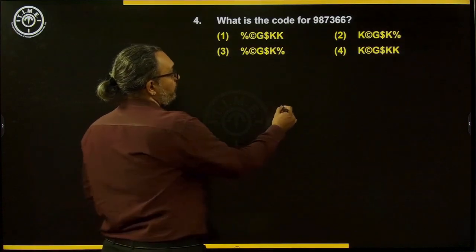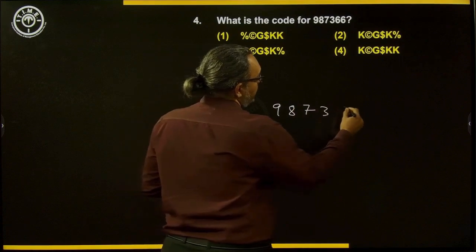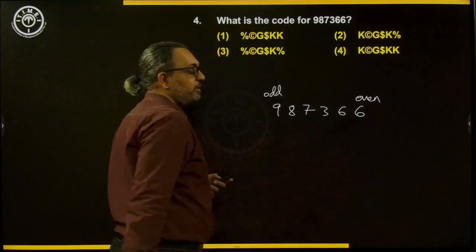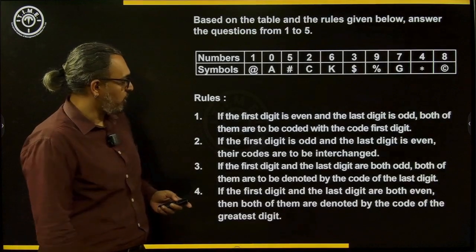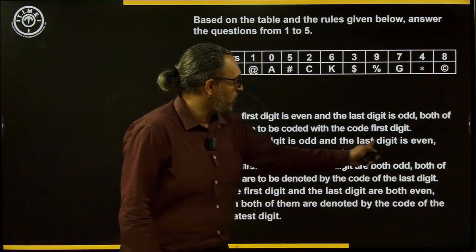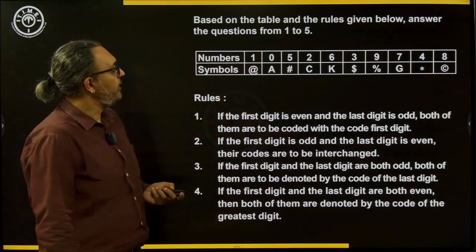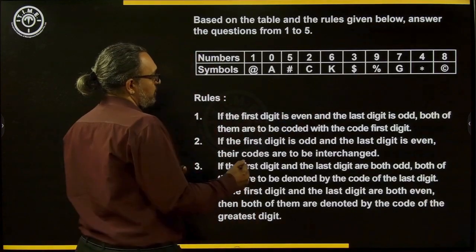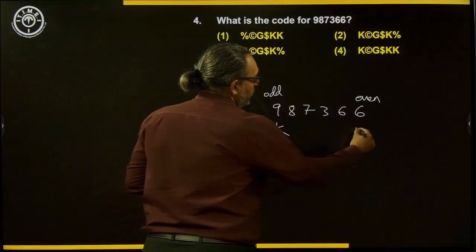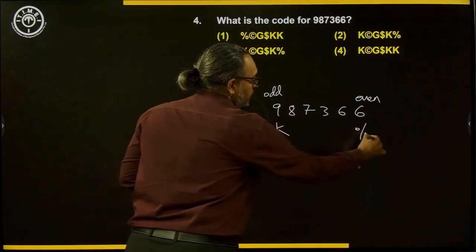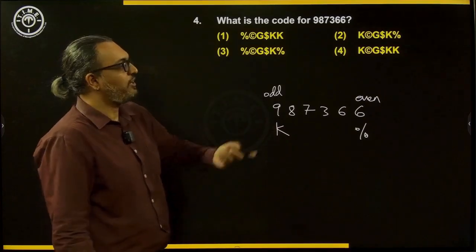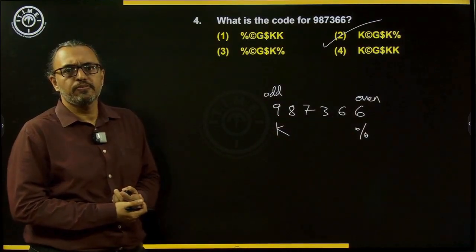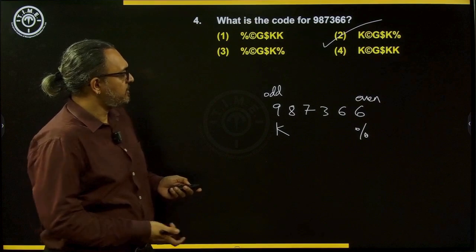What is the code for 9, 8, 7, 3, 6, 6? Now here, one is odd, the other is even. First is odd, last is even, which is condition 2. If the first digit is odd and the last digit is even, codes are to be interchanged. So 9 and 6: 9 is percentage, 6 is K. You exchange. So we have K and percentage. Look at how many options you have with K and percentage. Only one option, choice 2. Interchanging the codes. Then 8, 7, 3, 6. 6 again we know is K.